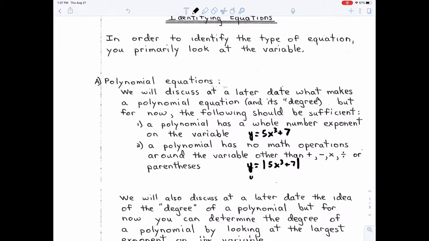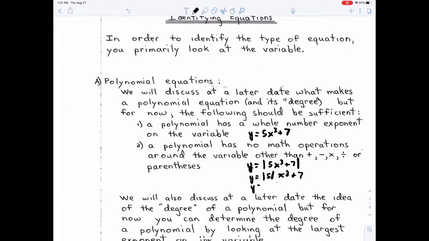What if you had this? y equals the absolute value of 5 times x cubed plus 7. That would be a polynomial because notice there is no math operation around the variable. Remember, I've always told you, if you want to know what type of equation you got, you always look at the variable.